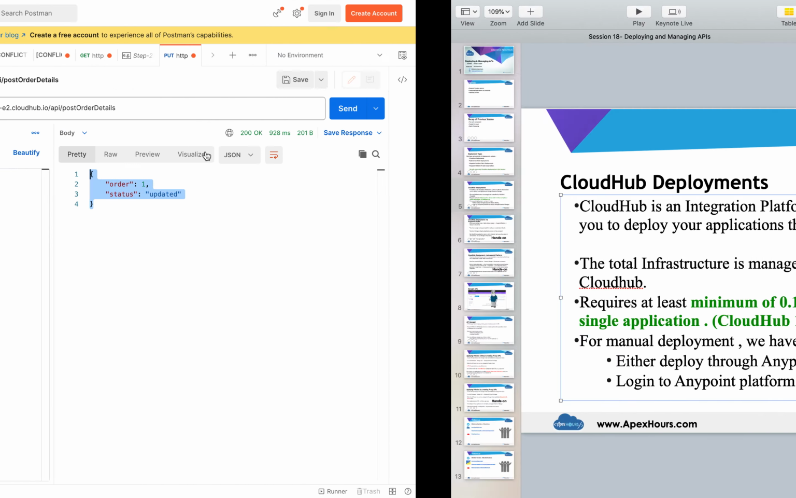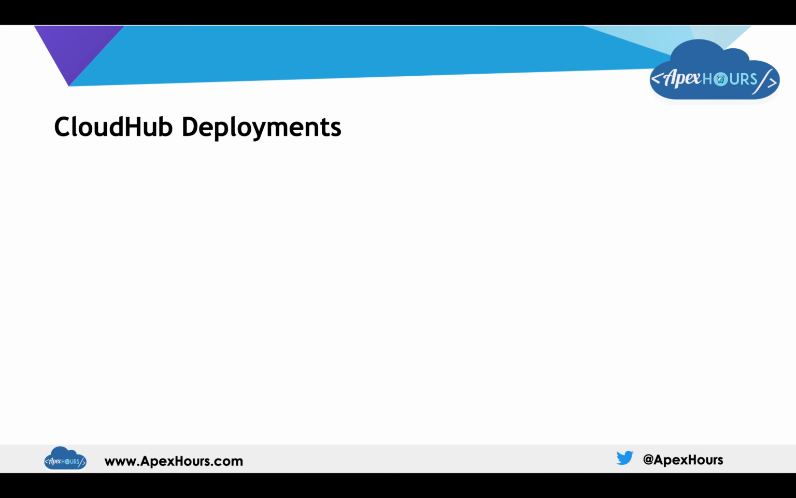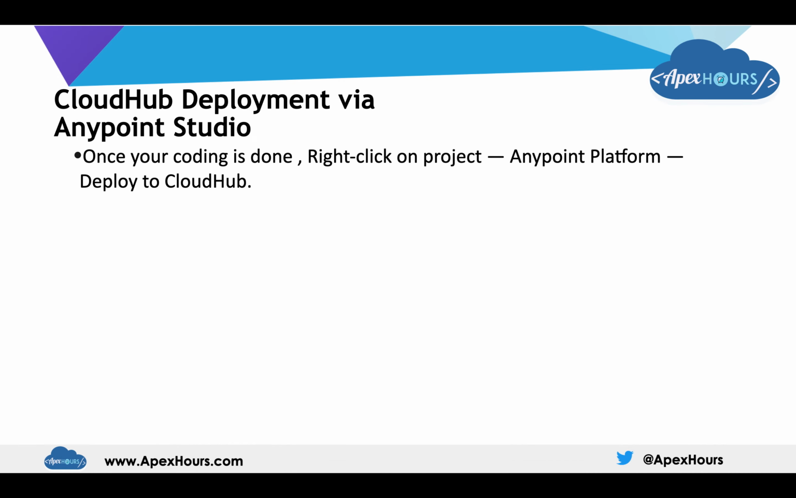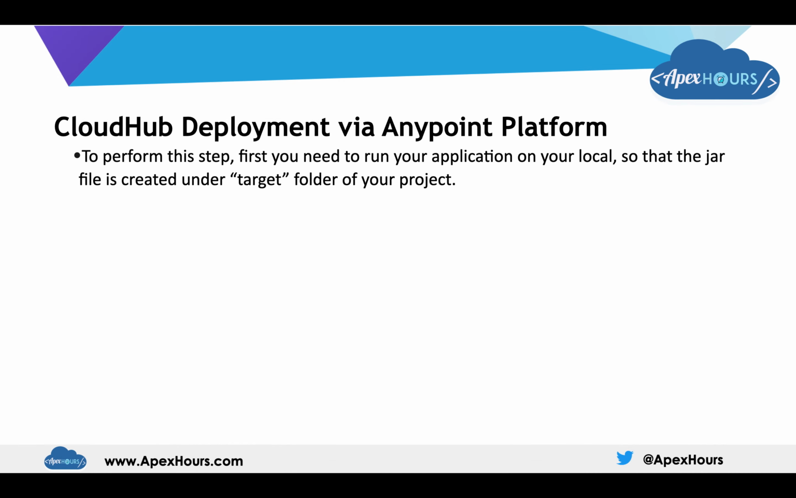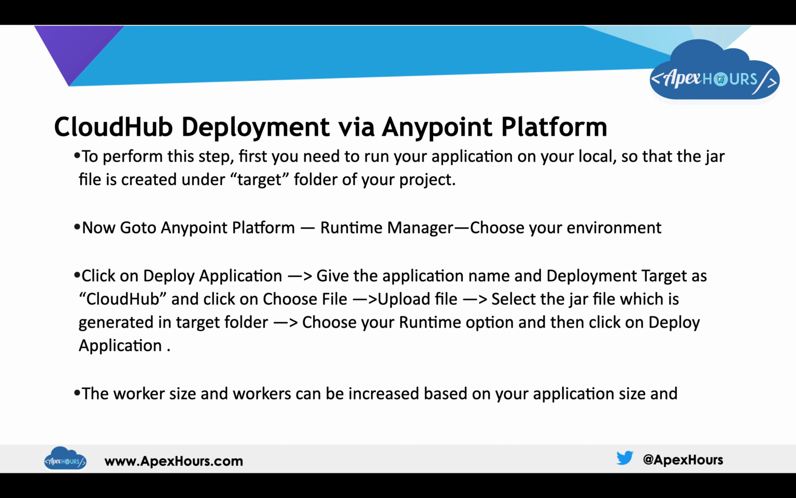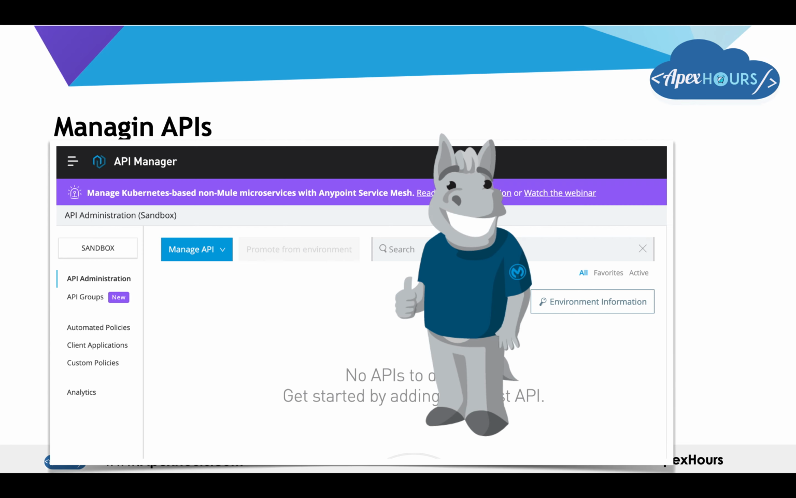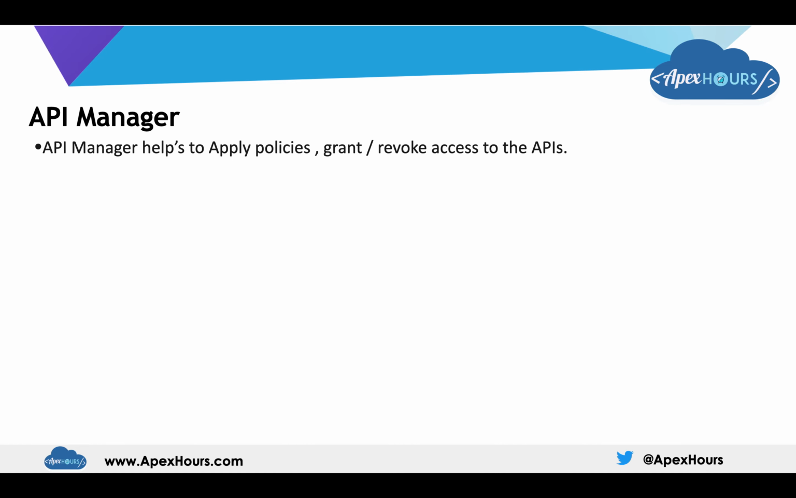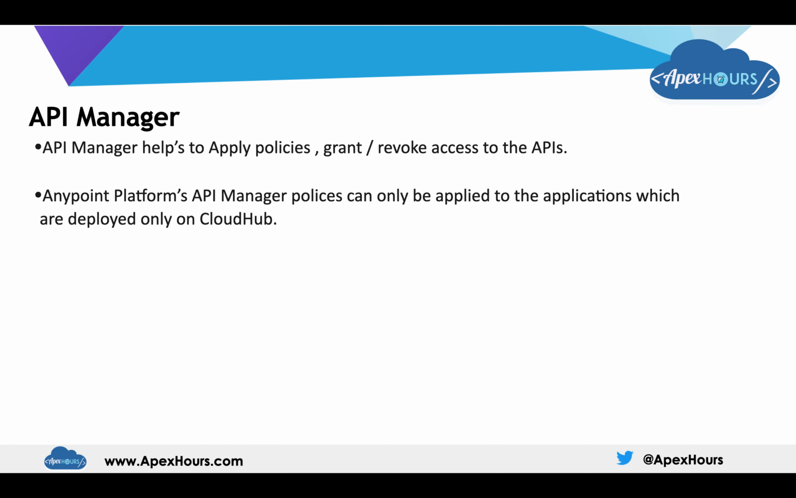So now coming back to our slides, we have seen this. I'm not going to show with Anypoint Studio because that is not really required, but managing APIs. Okay, API Manager helps to apply policies, grant and revoke access to these APIs. Anypoint Platform API Manager policies can be applied to the applications which are deployed only on CloudHub.